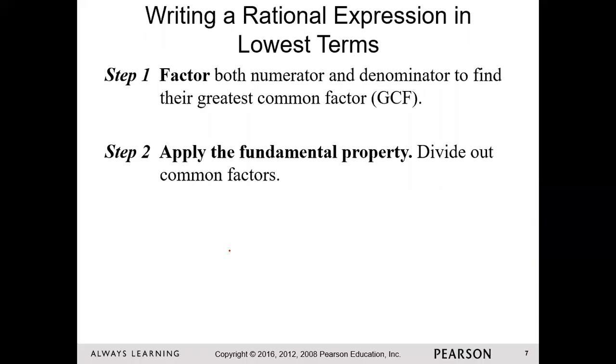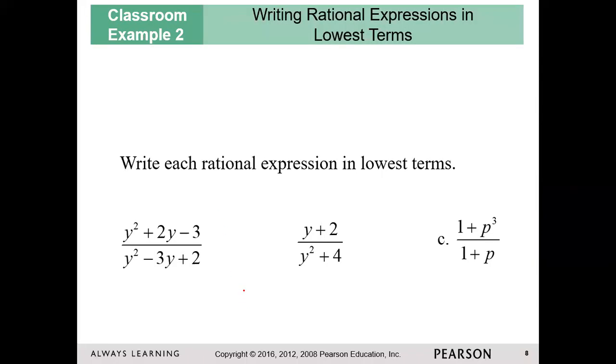All right, so our steps here: the first and most important thing is that you need to factor as much as you possibly can with everything that you see. So factor everything before you do anything, and then you're going to apply that fundamental property, which allows you to cancel out the common factors. Okay. All right, so let's just do one of these.